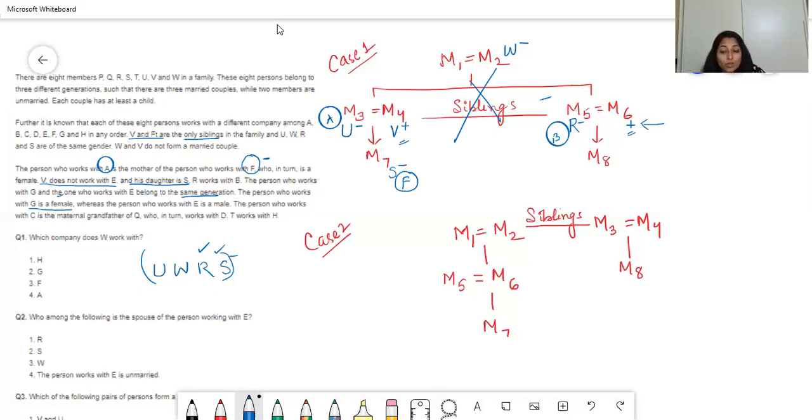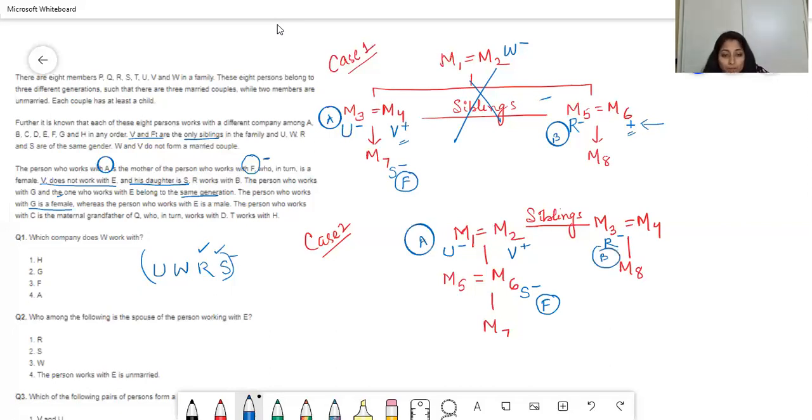Let's look at case 2 now. Siblings M2 and M3, so V and R. V is the male, R is female, S is V's daughter, and we know that U is the only possible option to fit into this place, as V's wife. And okay, W is missing for right now. We do not know where to allot W. Let's read further. We know the companies. S works in F, U works in A, R works in B.